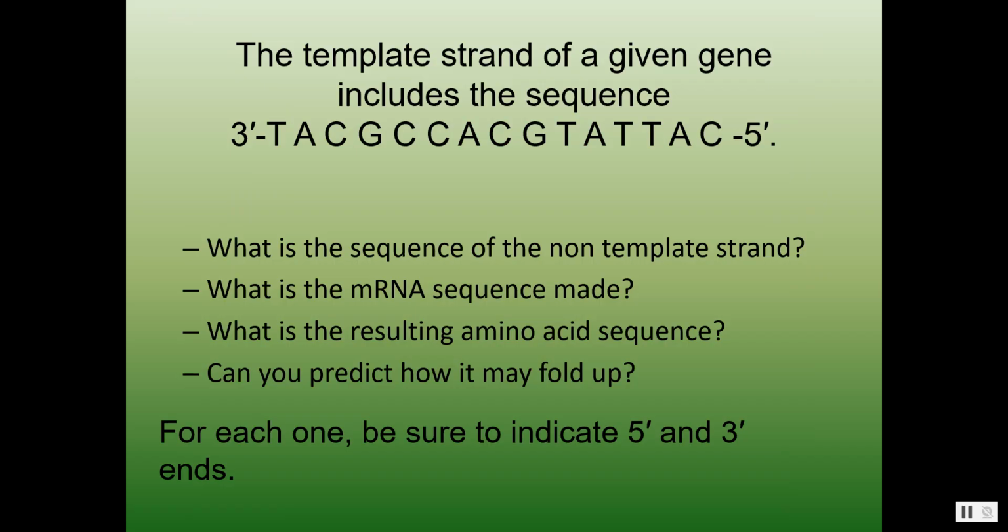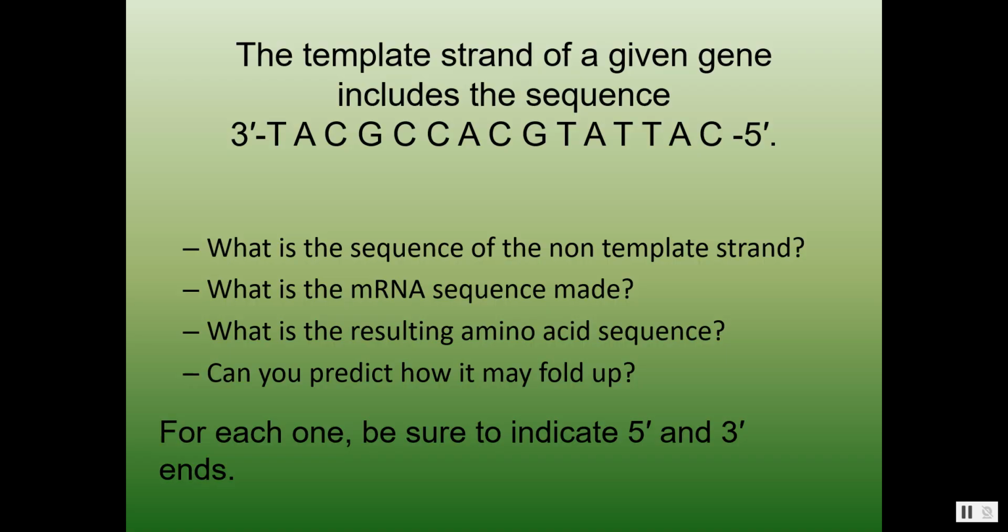So the template strand of a given sequence of genes is this. What's the sequence of the non-template strand? So what DNA would match with that, right? It would be ATG, CGG, etc. The mRNA that would match up for this would be AUG, CGG, etc. The resulting amino acid sequence, you would go to the amino acid chart and find those amino acids according to the three-nucleotide codon sequence. And then predict how it may fold up.